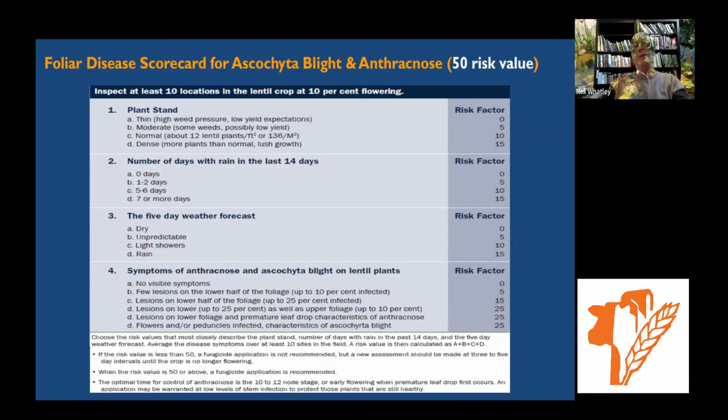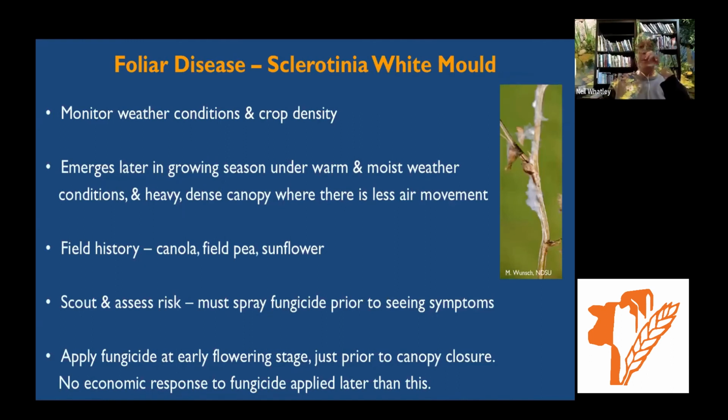It's a different scorecard than the one for field pea. So if you do grow lentil and you need this, please let me know. It's the same idea. 50 is your risk value. Anything above 50, you spray. Anything below, you do not have to spray a fungicide. But there is sclerotinia with this crop as well. So these are the same comments as I had with field pea with sclerotinia.